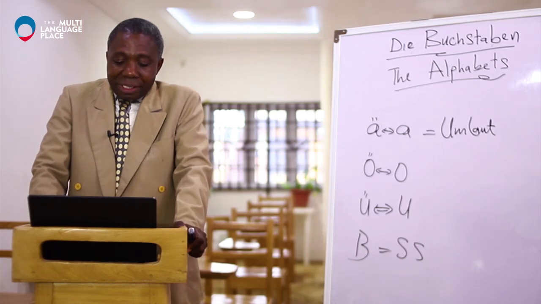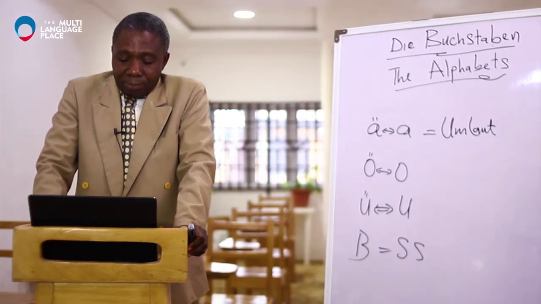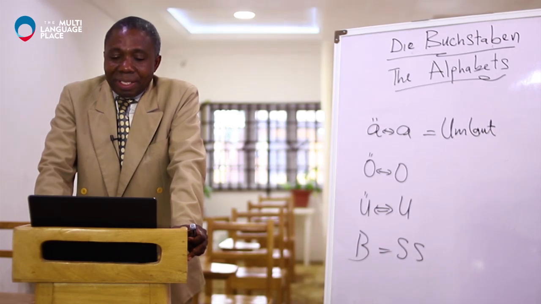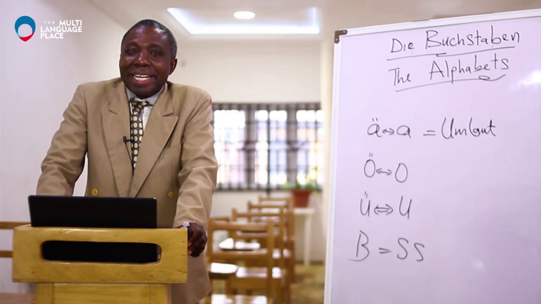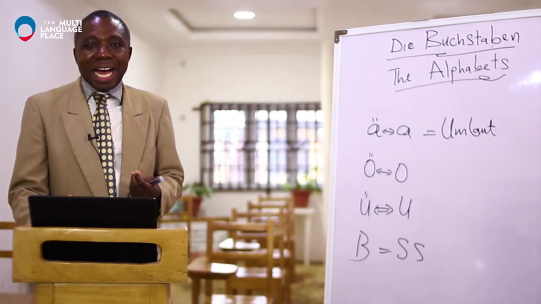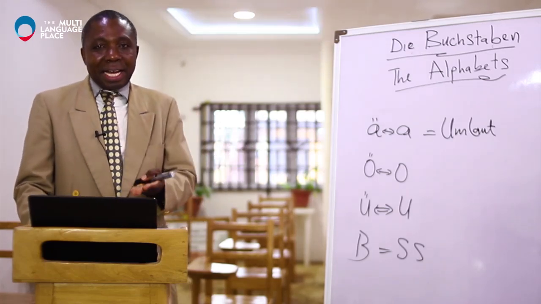I want you to pronounce after me. A. Okay. B. Okay. C. D. A. F. G. Ha. You pronounce that with a bit of the sound coming from your throat. Ha. You know, the first one is A, and now H is Ha.